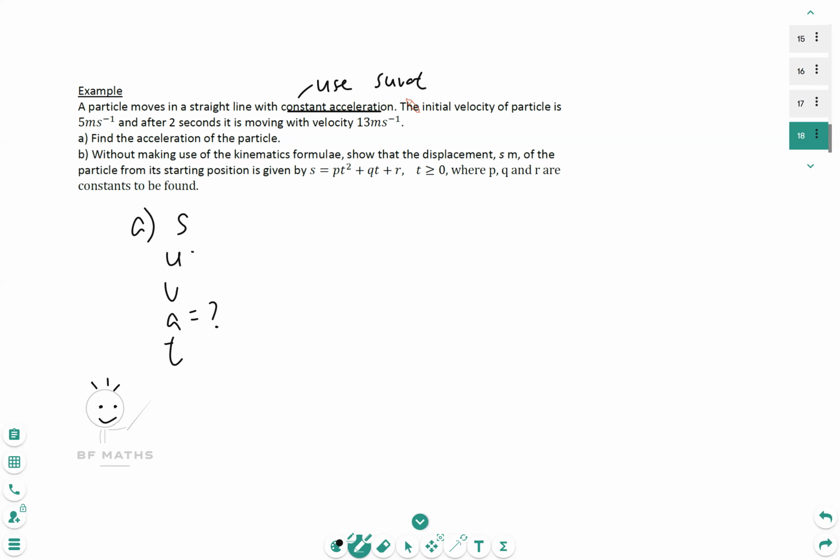The initial particle is 5, initial velocity is 5, so u is 5. After 2 seconds, t is 2, v is 13. To find a, we know v equals u plus at, so 13 equals 5 plus a times 2. a equals 4 meters per second squared.